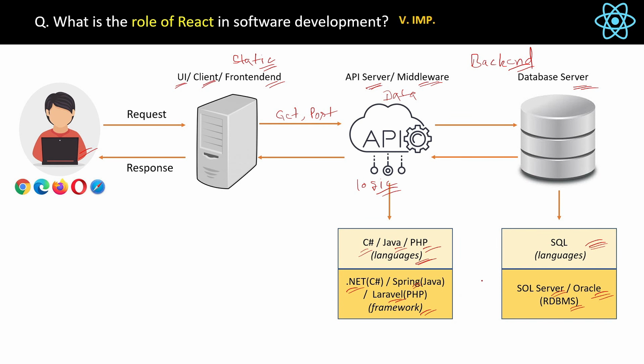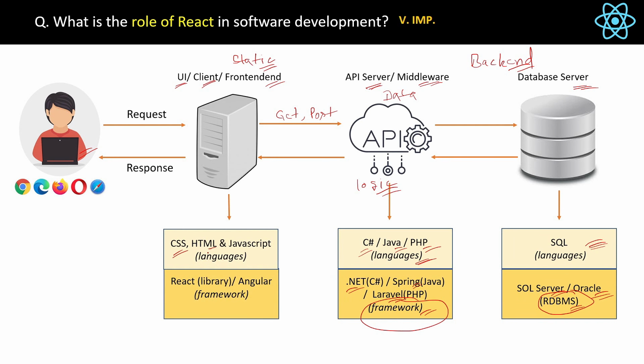Now the question is why we need DBMS and frameworks? Because DBMS simplifies the complex database operations and server-side frameworks simplify the complex server-side programming, right? Similarly, for front-end, we need only CSS, HTML and JavaScript as languages. But to simplify the complex UI building, we use React, which is a JavaScript library, or we can also use Angular, which is a UI framework. We will later see the differences between them. Now you know React is used to simplify the creation of complex UI applications, right?